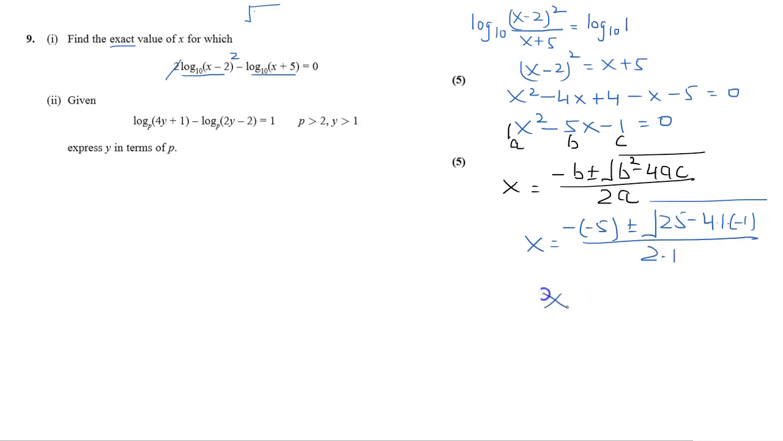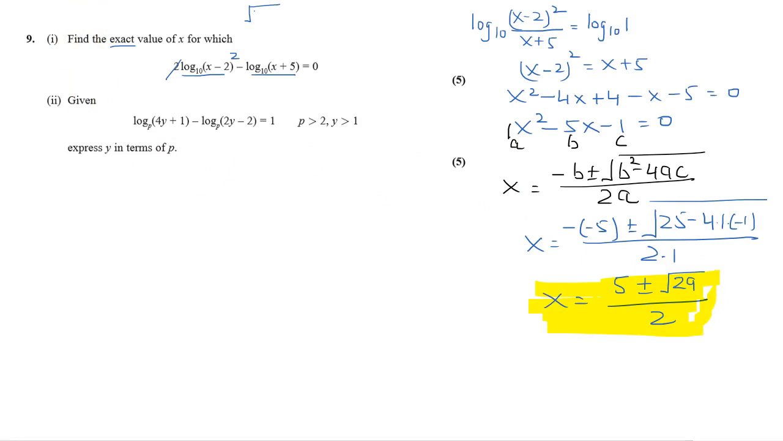So x is 5 plus minus root 29 over 2. So that is the value of x, 5 plus minus root 29 over 2.